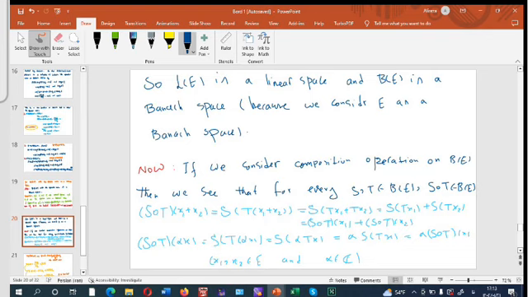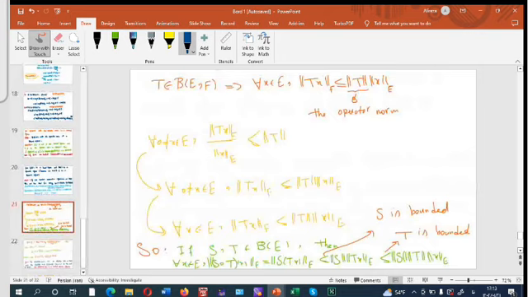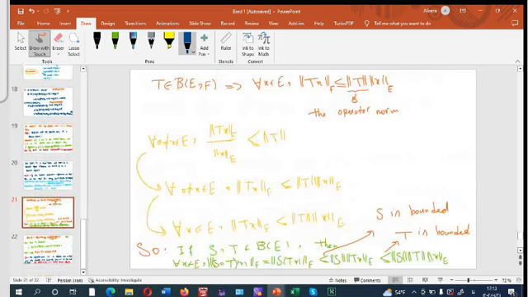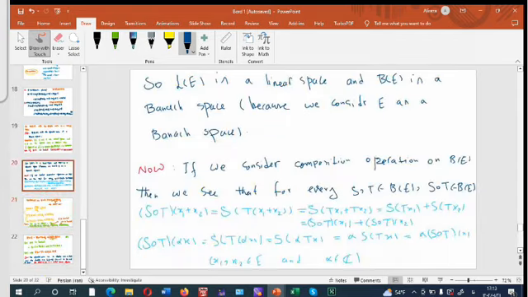If we consider the composition operation on B(E), then we see that for any S and T in B(E), S∘T is an element of B(E). So this is a binary composition, a binary operation on this space.